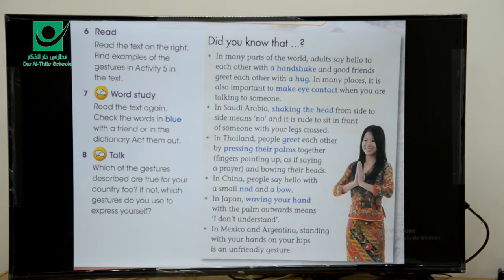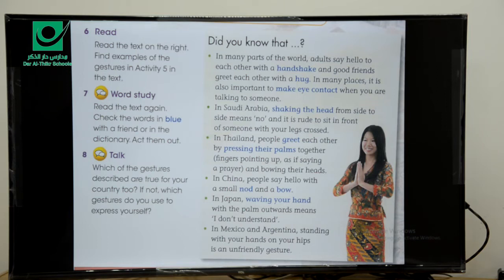In Thailand, people greet each other by pressing their palms together, fingers pointing up, as if saying a prayer, and bowing their heads. In China, people say hello with a small nod and a bow. In Japan, waving your hand with the palm outwards means I don't understand. In Mexico and Argentina, standing with your hands on your hips is an unfriendly gesture.